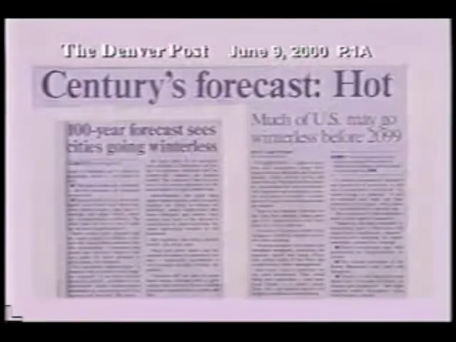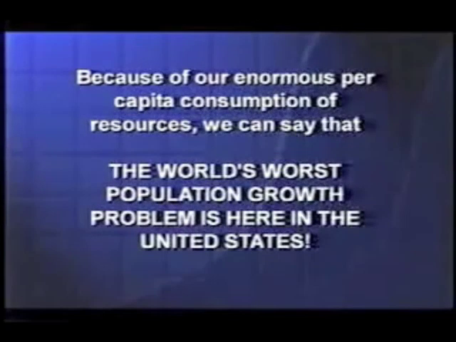Because of our enormous per capita consumption of resources, we can say with confidence the world's worst population growth problem is right here in the United States. But you hear all sorts of well-meaning people pointing to distant underdeveloped nations and saying they're the problem with overpopulation. The average person in the United States in a lifetime will consume something like maybe 30 times the amount of resources that'll be consumed by a person in a lifetime in an underdeveloped nation. We are the problem. We have the responsibility, and we have the authority to deal with the problem here as a domestic problem in the United States.